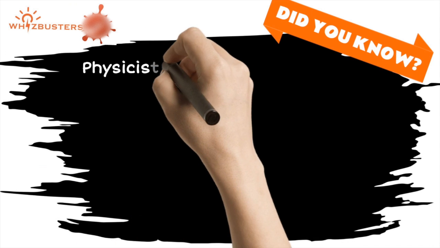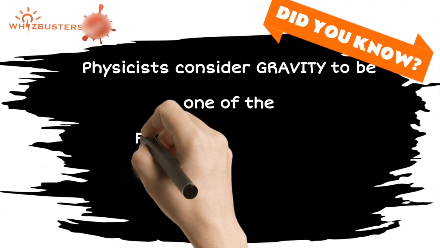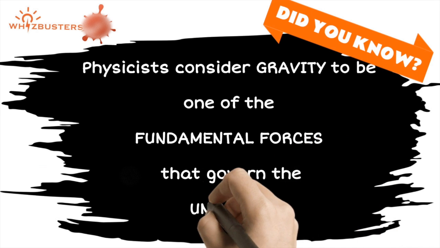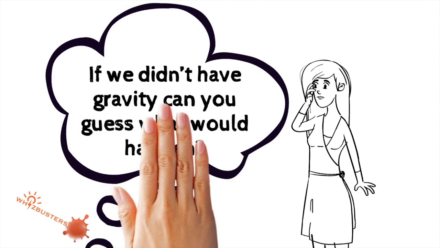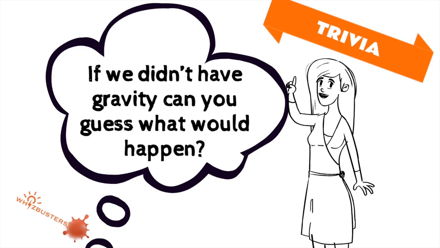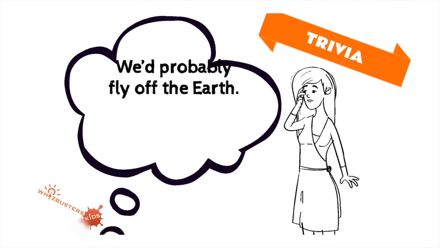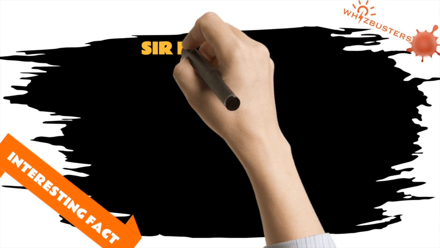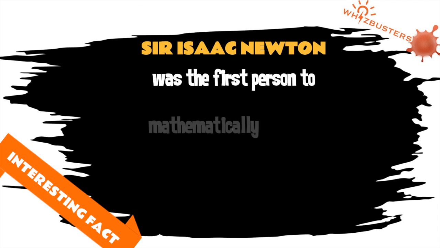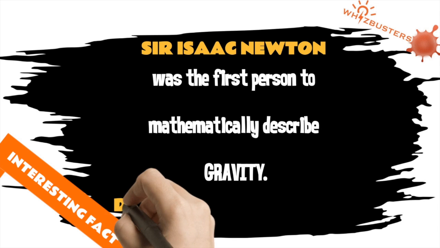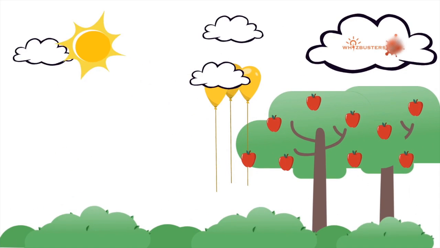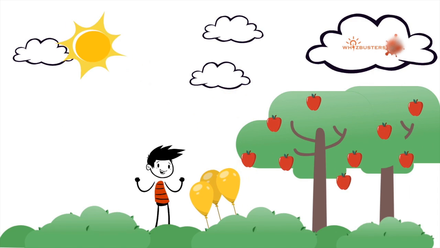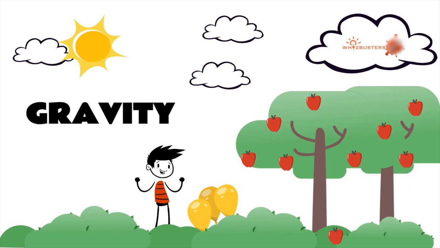Did you know that physicists consider it to be one of the fundamental forces that govern the universe? If we didn't have gravity, can you guess what would happen? We'd probably fly off the Earth. Sir Isaac Newton was the first person to mathematically describe gravity. So next time you see something is falling to the ground, now you know it's gravity pulling it down.